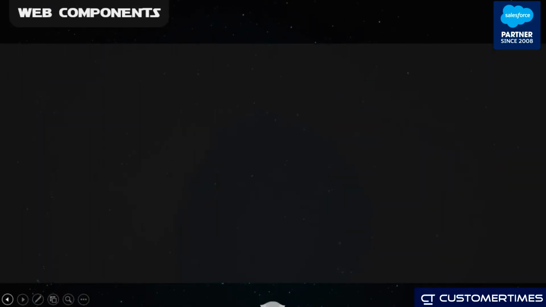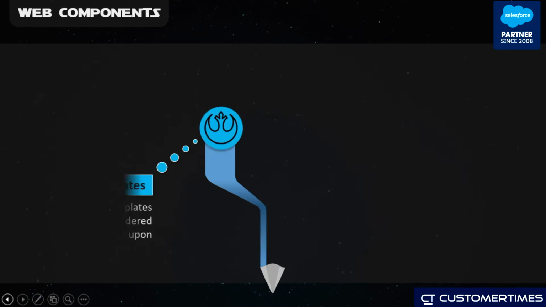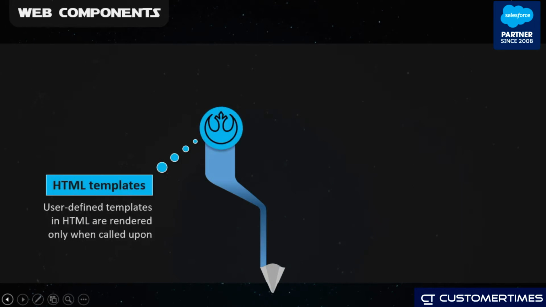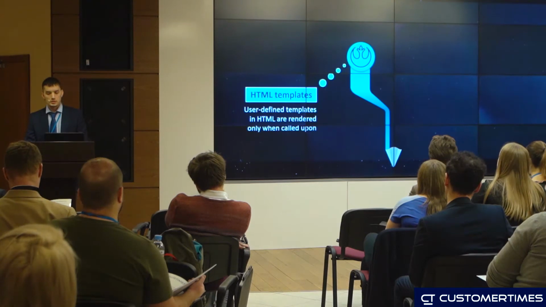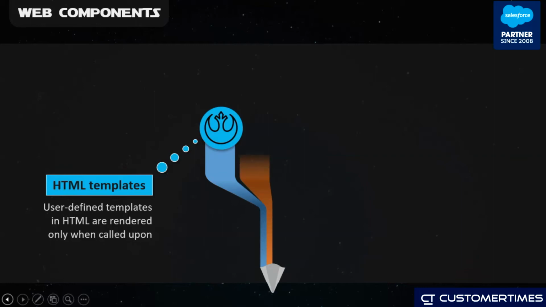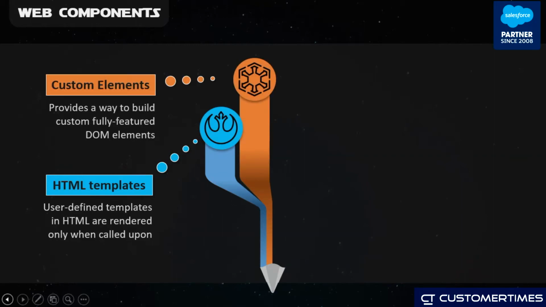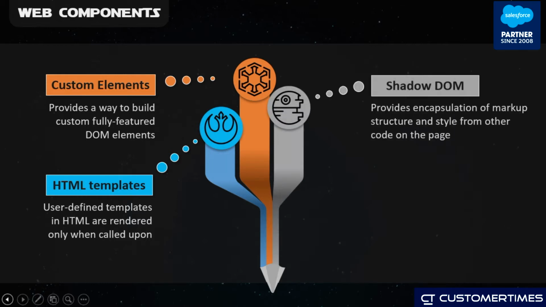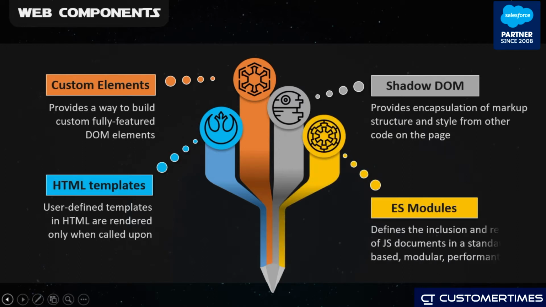Web components are based on 4 main specifications. HTML templates with template tags are user-defined templates in HTML and rendered only when called upon. Custom elements provide a way to build custom fully featured DOM elements. Shadow DOM provides encapsulation of markup structure and style from other code on the page. And ES modules define the inclusion and reuse of JS documents in a standards-based, modular, and performant way.